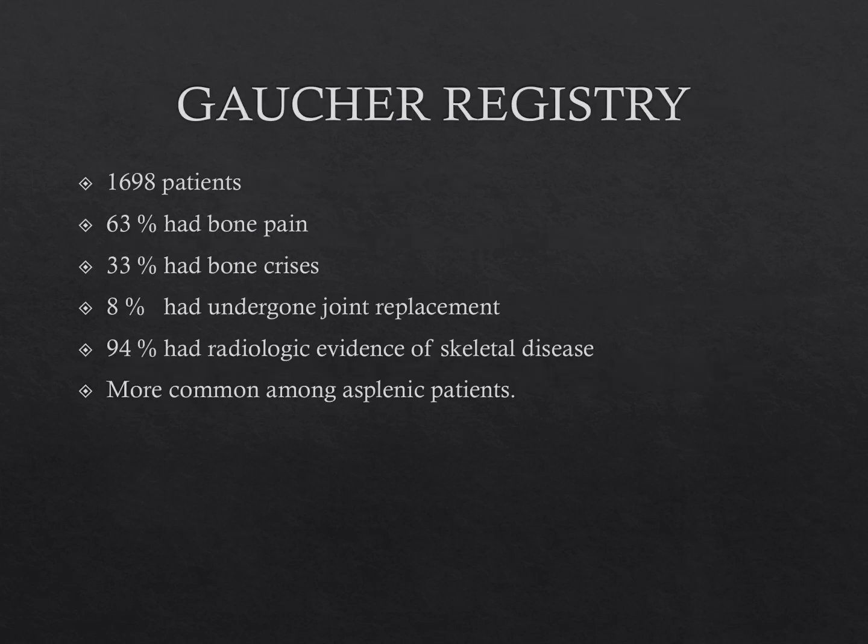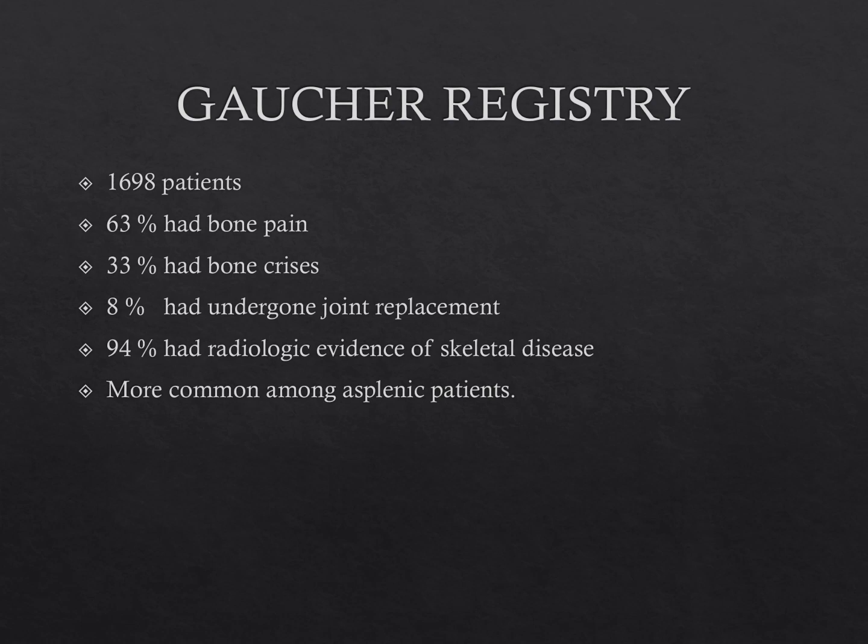Since it's a very rare disorder, there is a Gaucher's registry which is being maintained, and there are currently 1698 patients registered, among whom 63% have had bone pain, while 33% have had osteonecrosis or bone crisis as their presenting symptoms. The most important take-home message is that 94% of these patients have had radiological evidence of skeletal disease, which shows that the disorder itself generally manifests on the skeletal system, especially type 1 Gaucher's disease.